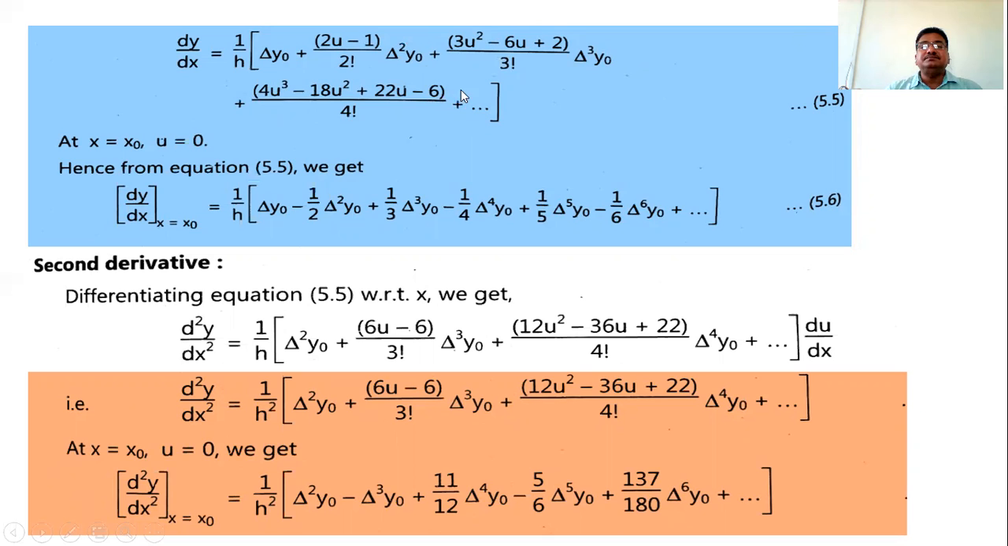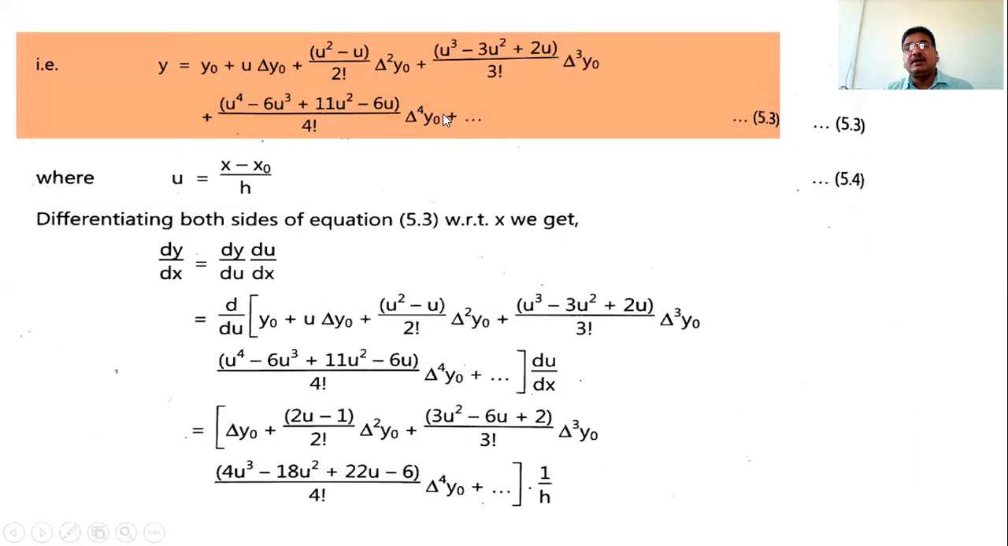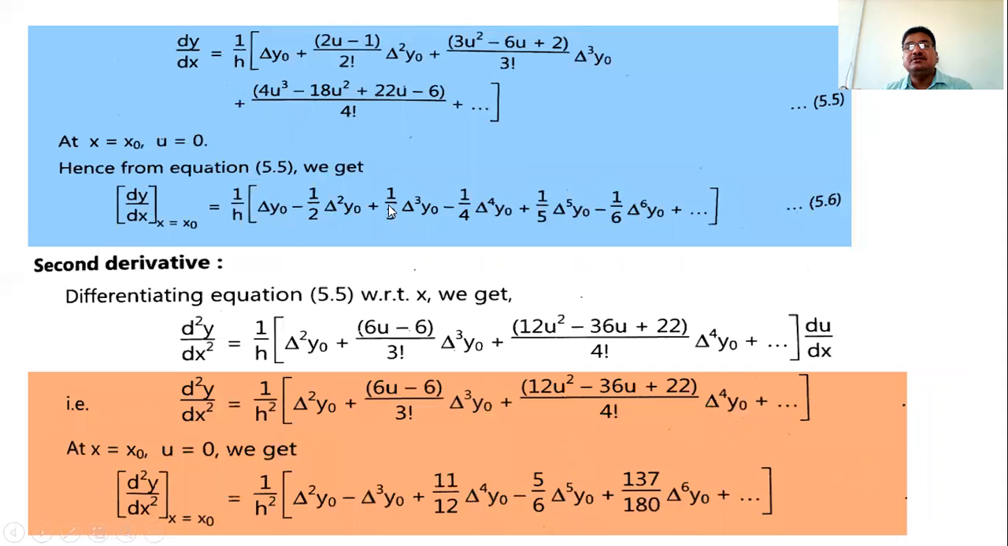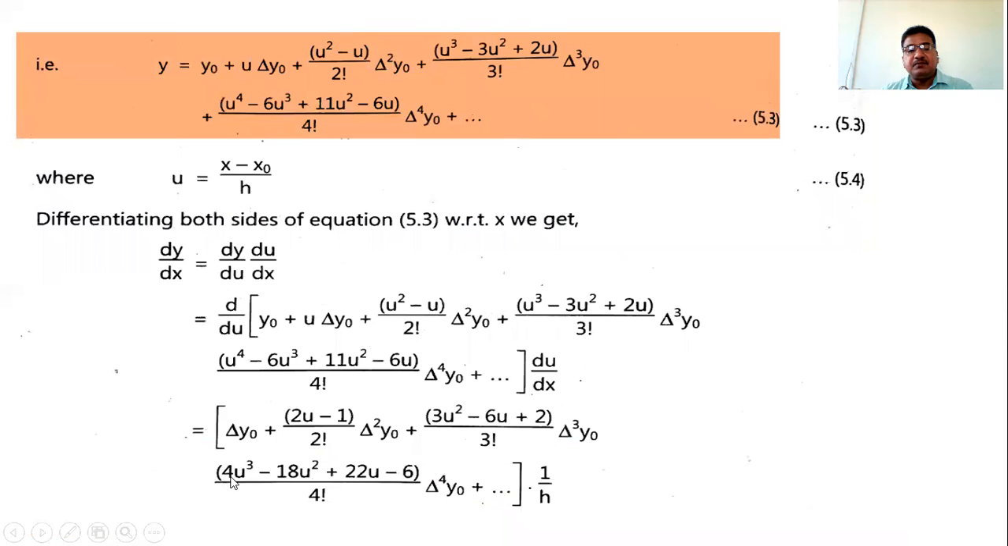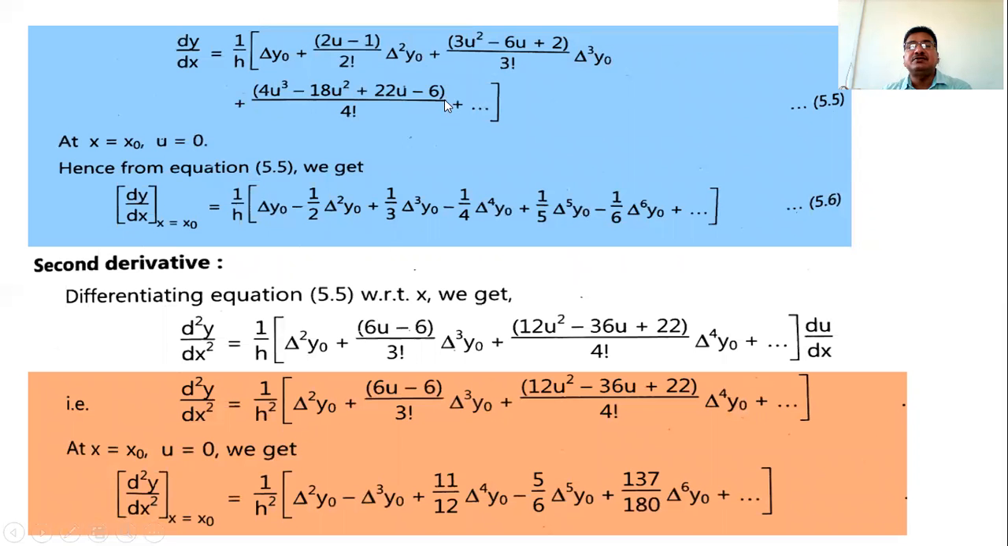Here, write delta raised to 4 y naught. This term delta raised to 4 y naught is missing at this place. So correct here that this bracket 4u cube minus 18u square plus 22u minus 6 by 4 factorial delta raised to 4 y naught, plus so on. So this is dy by dx, that is the derivative of y with respect to x.